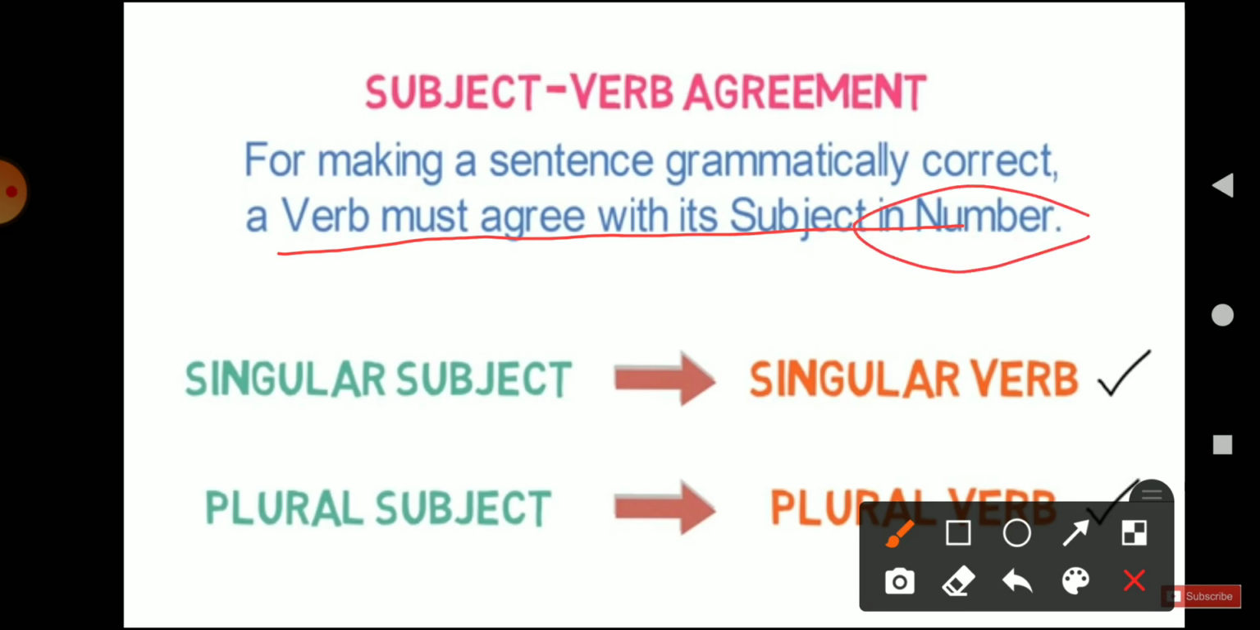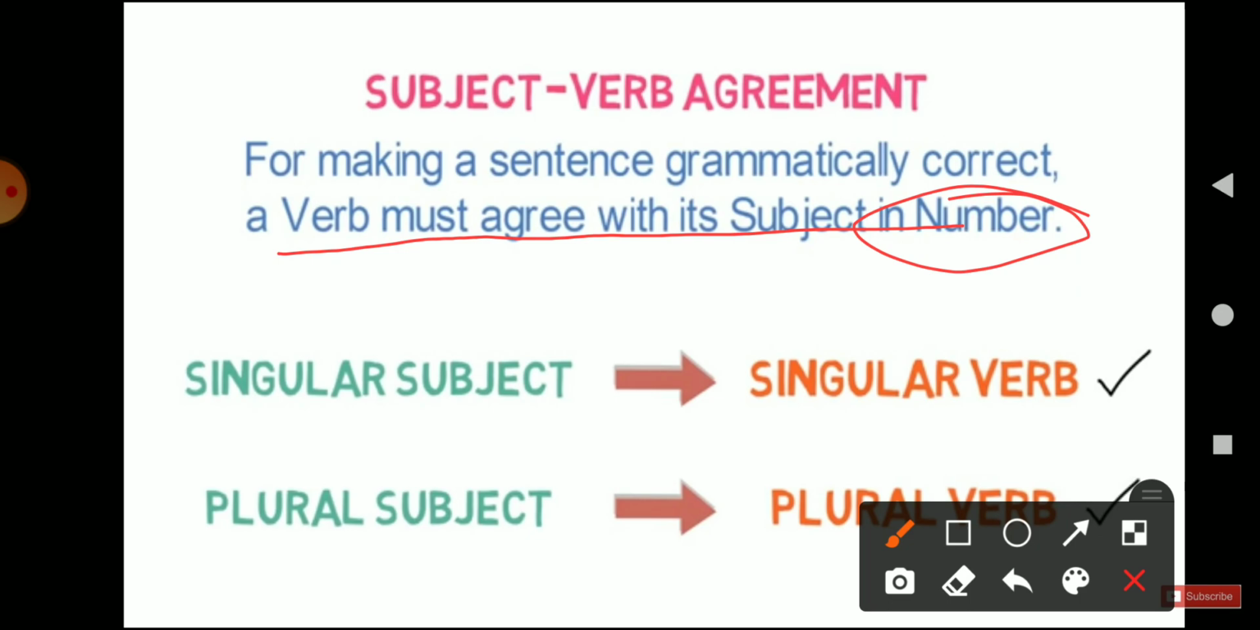Now what is the meaning of number? We have already discussed it in our previous topics of your first term, where we discussed what a singular subject is and what a plural subject is. I hope you all now know this. Singular basically means the subject is in singular form, or one, and plural means the subject is in plural form.